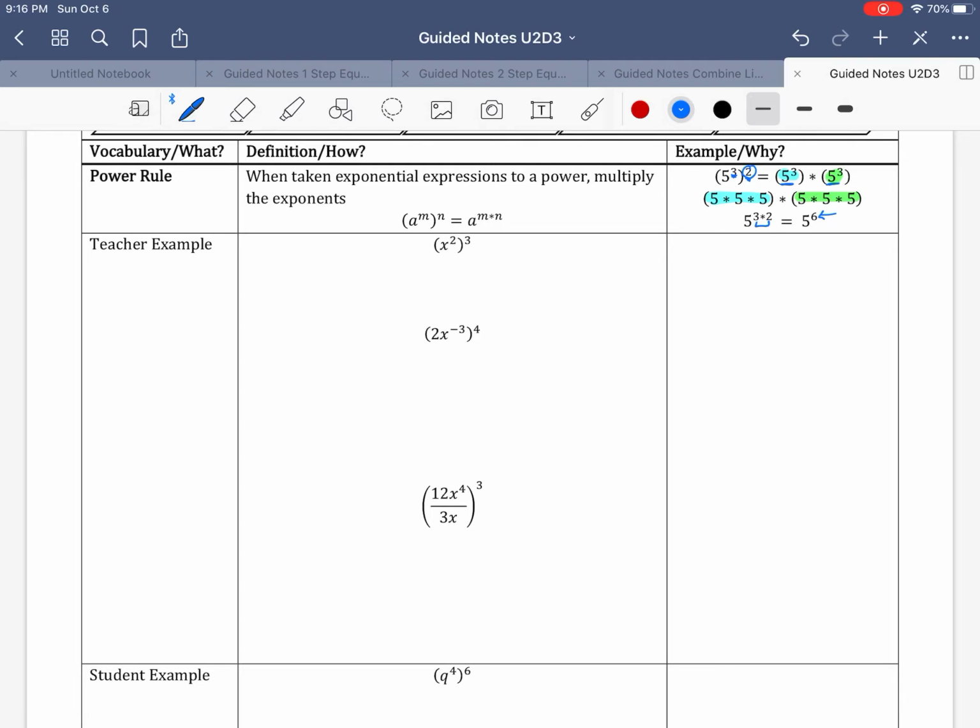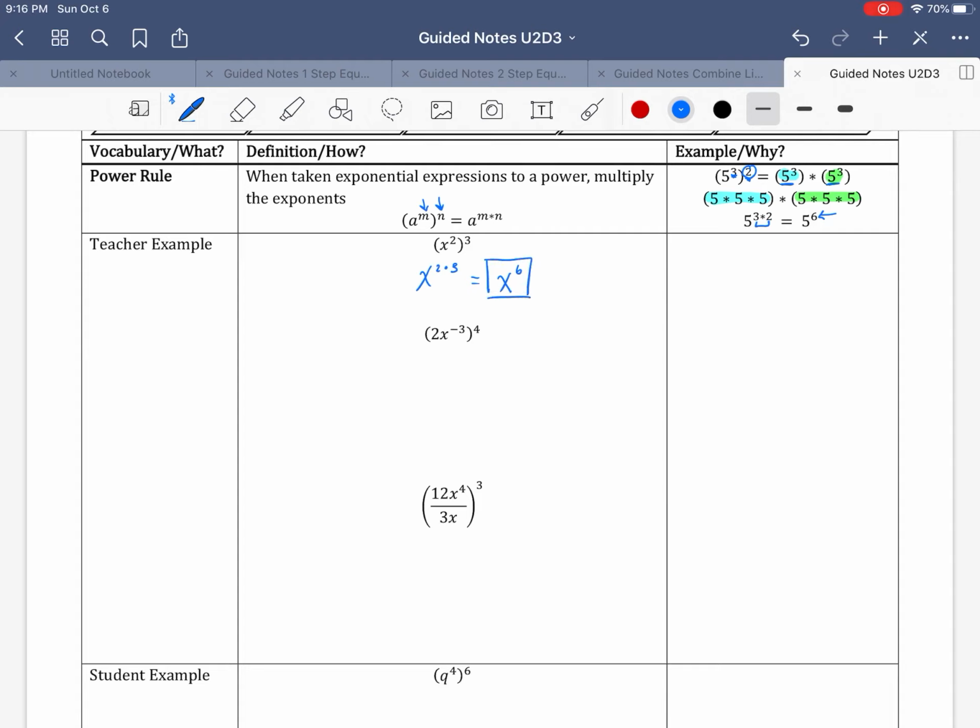When you have a to the m to the nth power, then we're going to be multiplying our m value and our n value together. So if we look at our first teacher example, we have x squared all to the third power. So x squared times 3, we're going to get x to the 6th power.